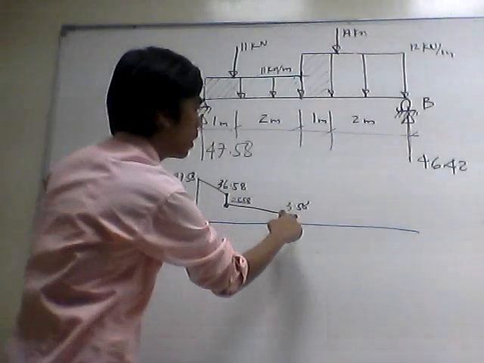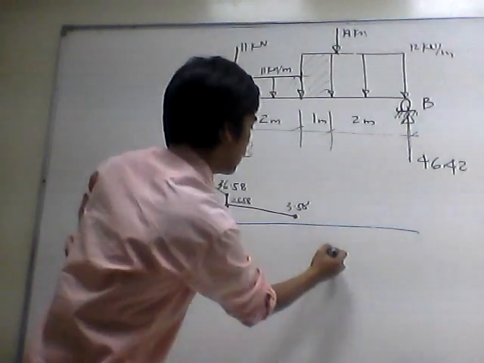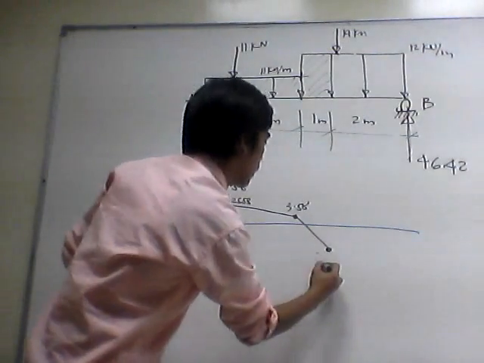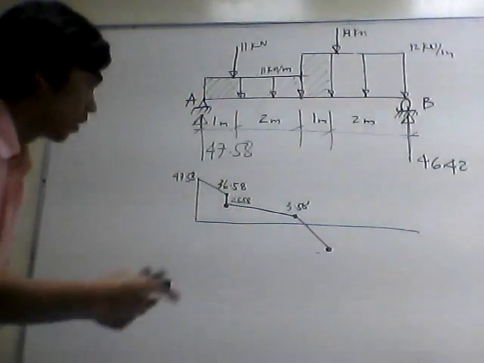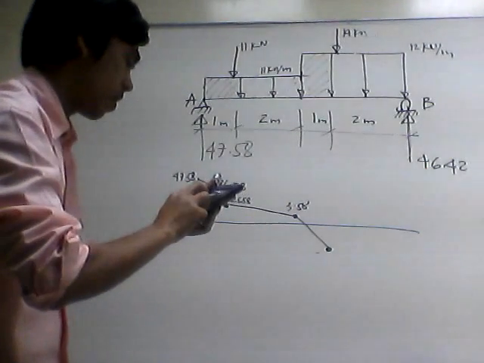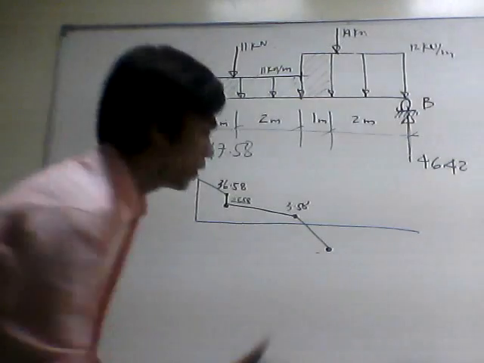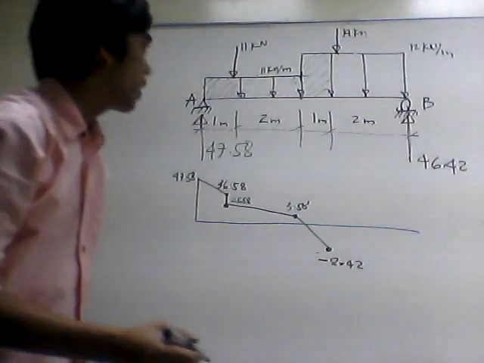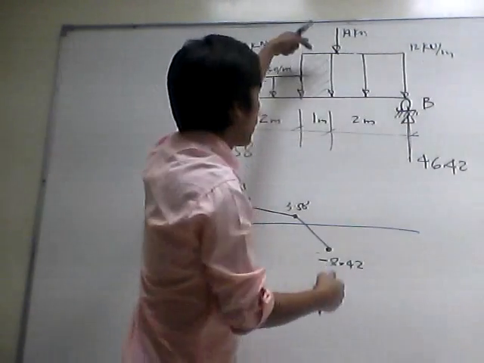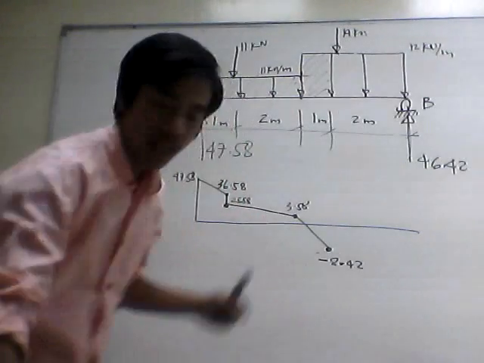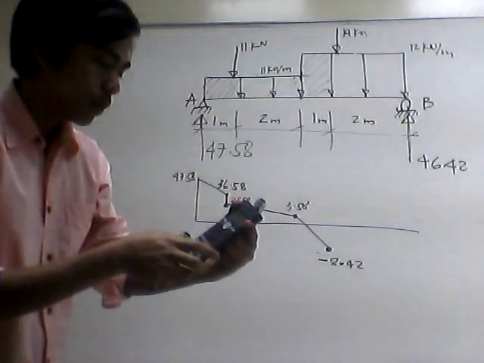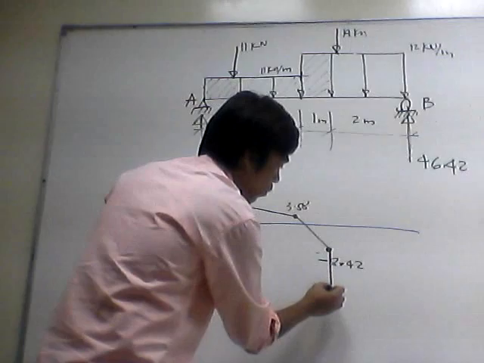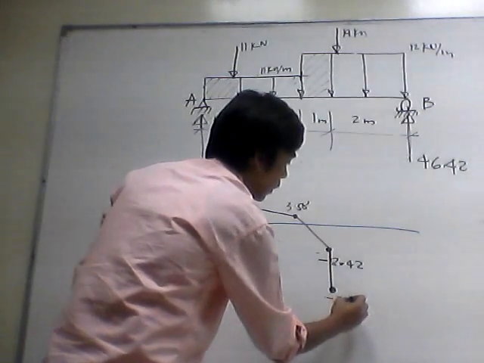So 3.58 minus 12, that will give you a negative answer here. That will give you 3.58 minus 12, 8.42 negative. Okay. And then we have a 14 kilonewton downward, so that will again be minus 14. That will give you 22.42 straight downward here. Negative 22.42.